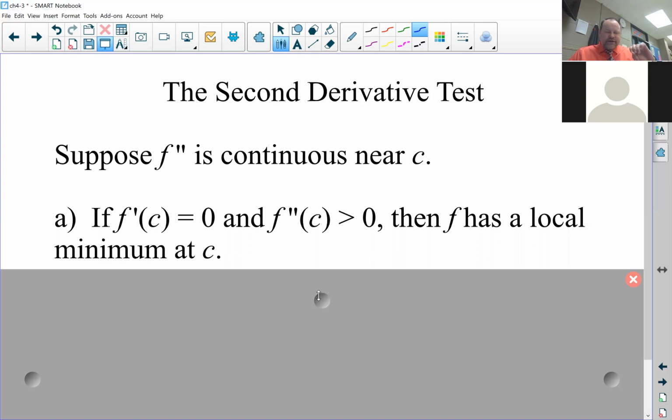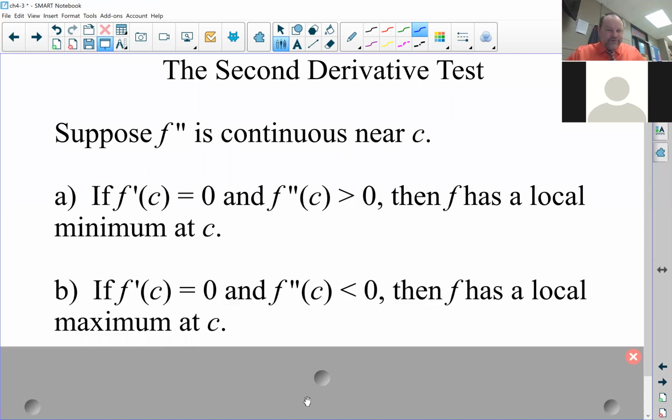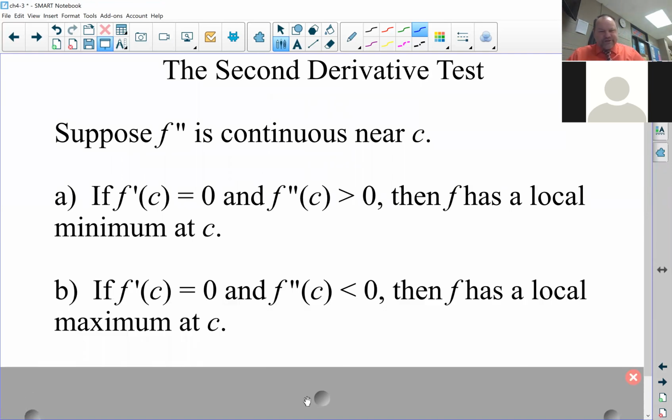So its first derivative is 0, and we're concave up. If you think about a parabola, the vertex would be at c, and that would be a minimum value. Kind of opposite of the way that seems right, because we have a positive second derivative, but a minimum value. If the first derivative is 0 and the second derivative is negative, then we have a maximum value because it's concave down.